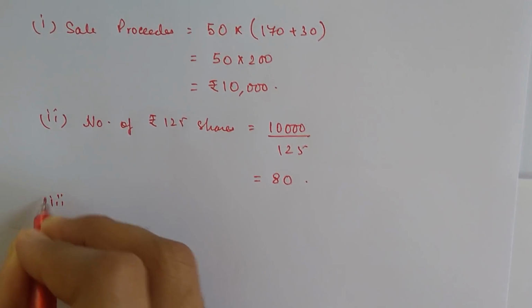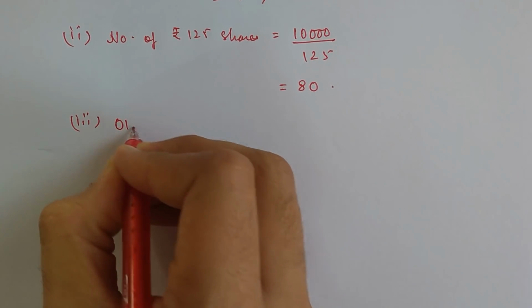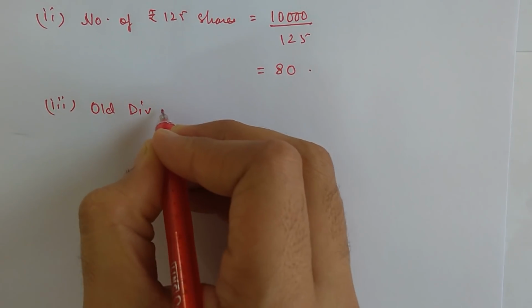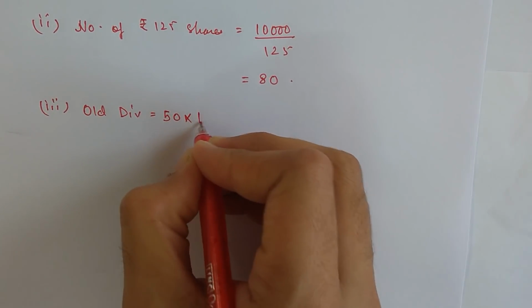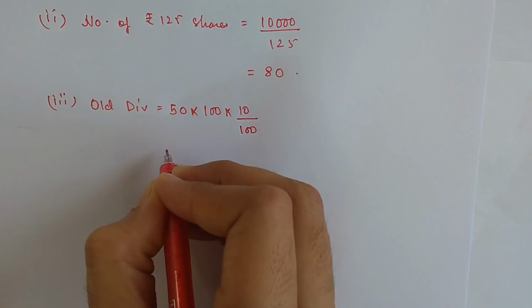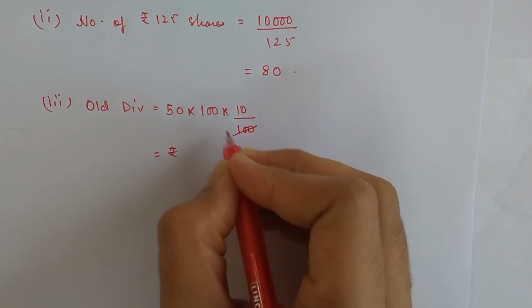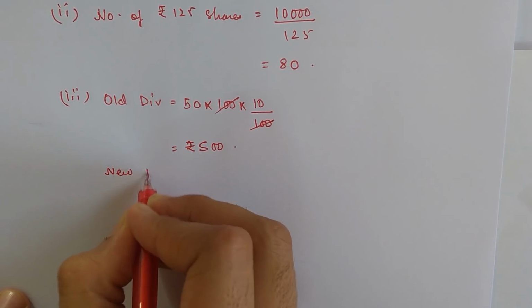In number 3, you have to calculate the change in his annual income. First of all, let's calculate the old dividend. The old dividend is equal to 50, the number of shares, into the face value, which is 100, into the dividend percent, which is 10, divided by 100. So this comes out to be rupees 500.